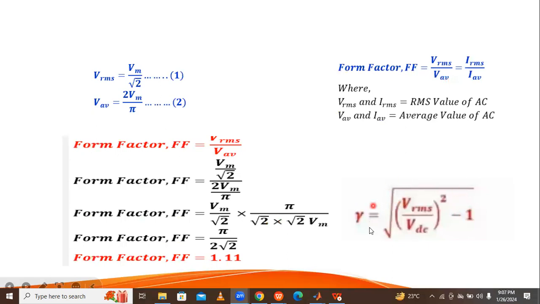Then coming to the ripple factor. Ripple factor is the square root of (VRMS by VDC) whole square minus 1.